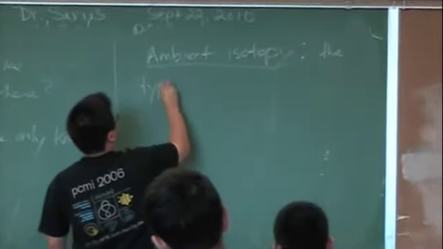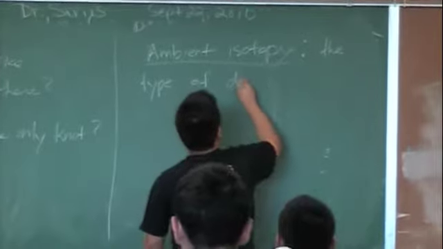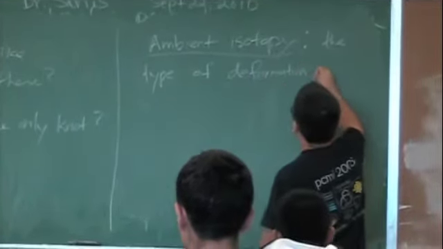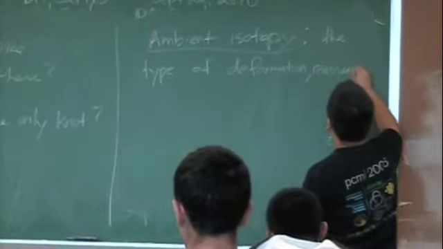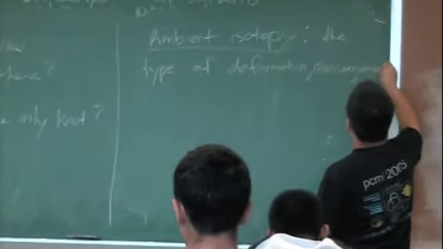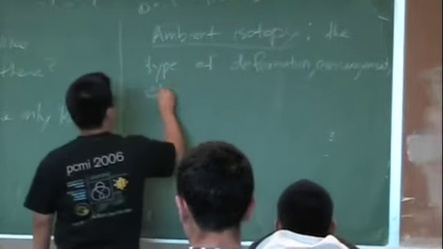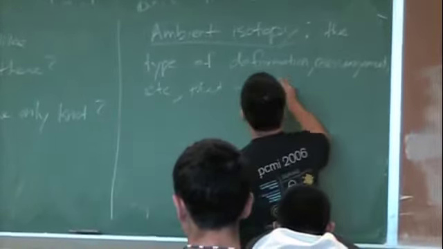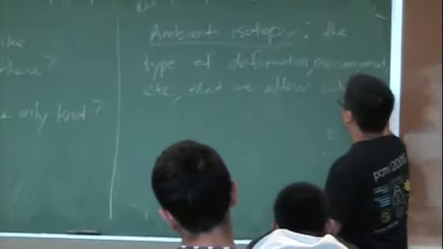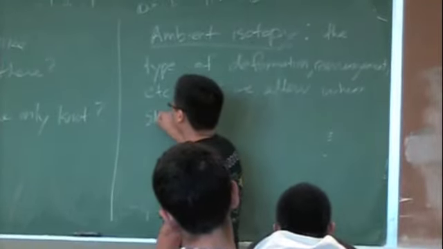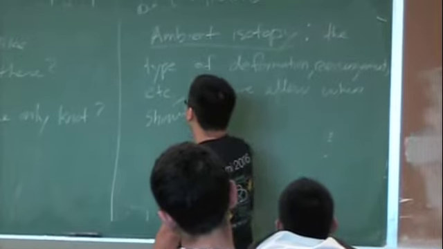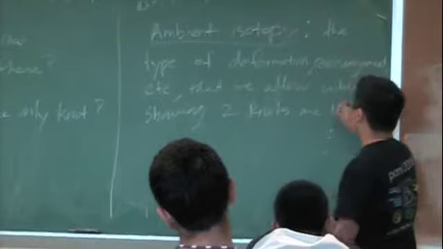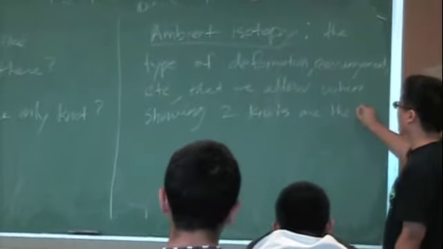The type of deformation, rearrangement, etc., that we allow when showing two knots are the same. So we're just going to stick with kind of the intuition there.